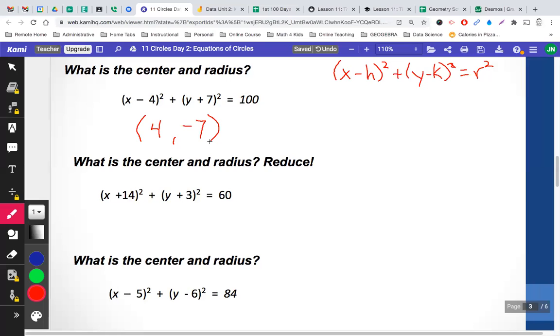To find your radius, because this is supposed to be the radius squared, you could set up an equation, or you could just take the square root of this number on the right-hand side. The square root of 100 is 10. So we have a center at 4, -7 with a radius of 10.